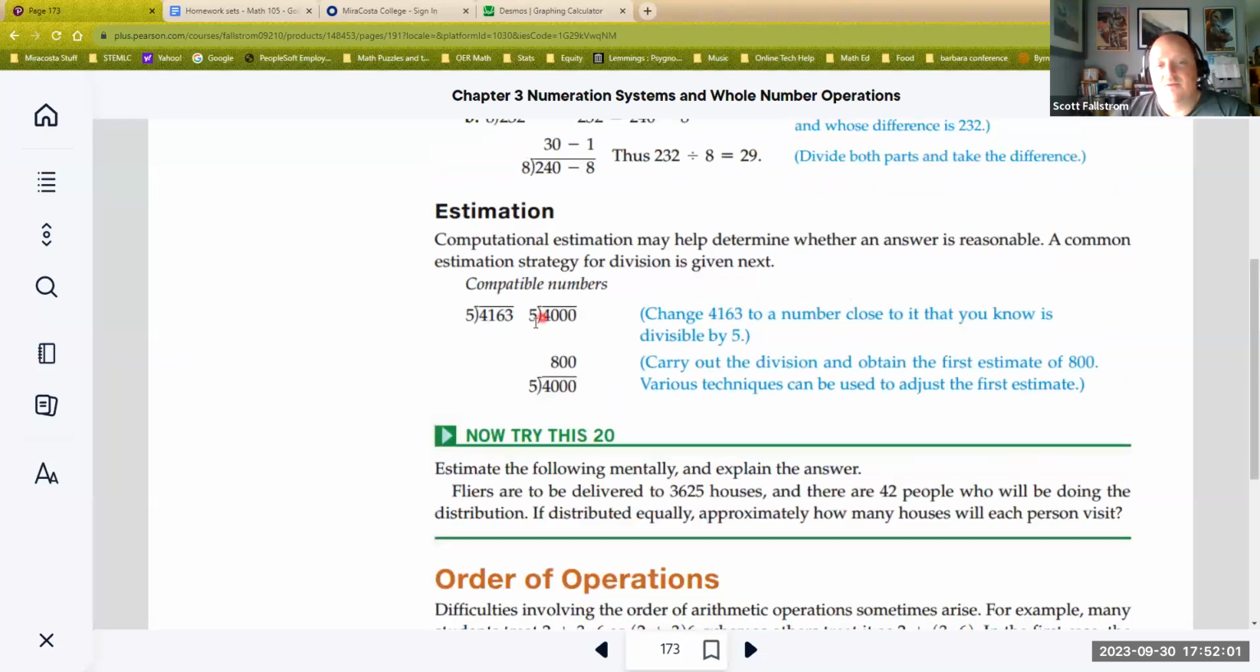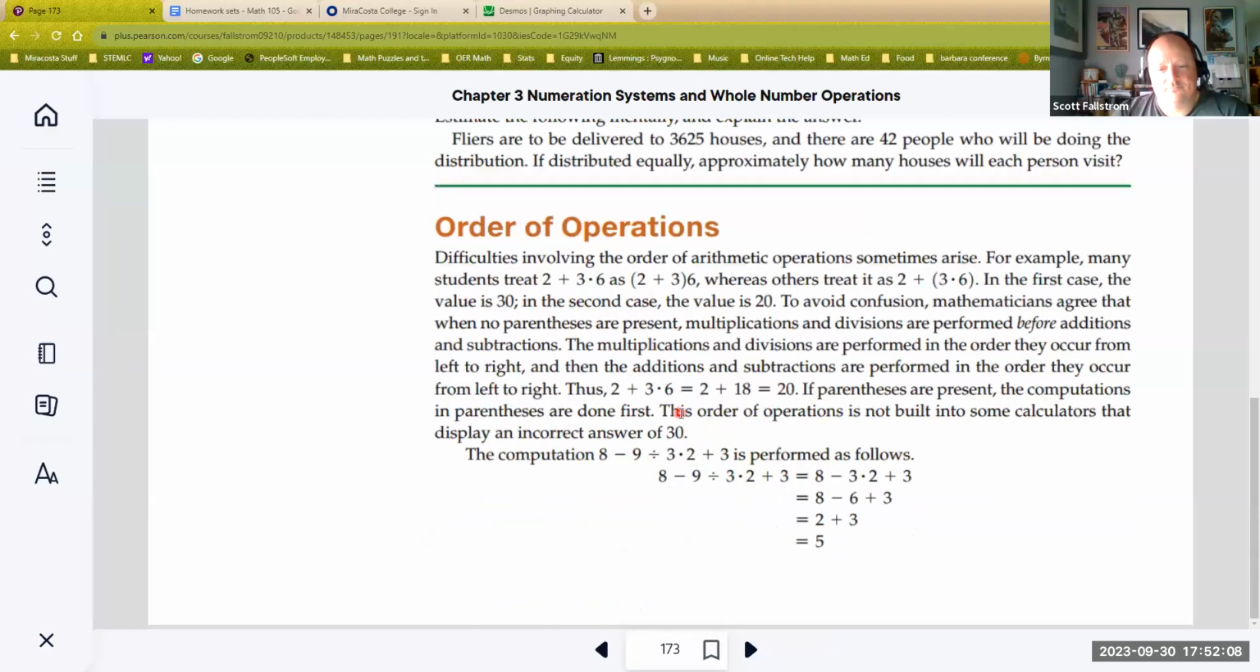Estimation, find compatible numbers. That's really the biggest way you're going to do estimating with division. There's just not another better way to do it. Okay. All right, last piece here.